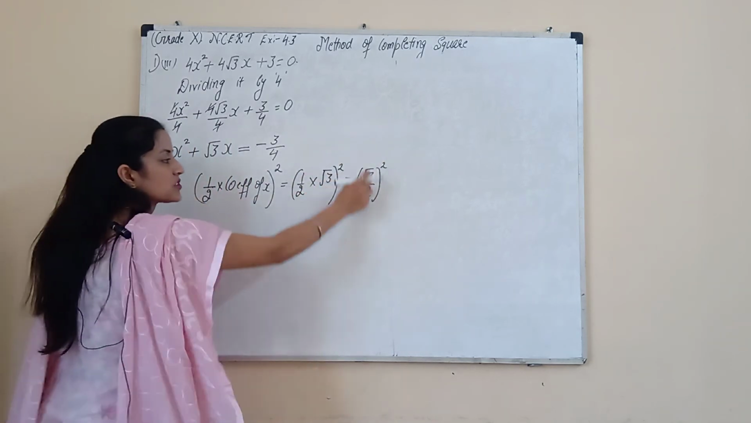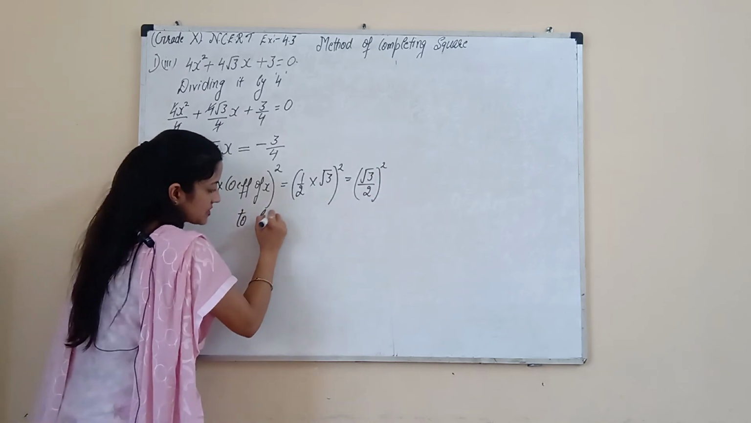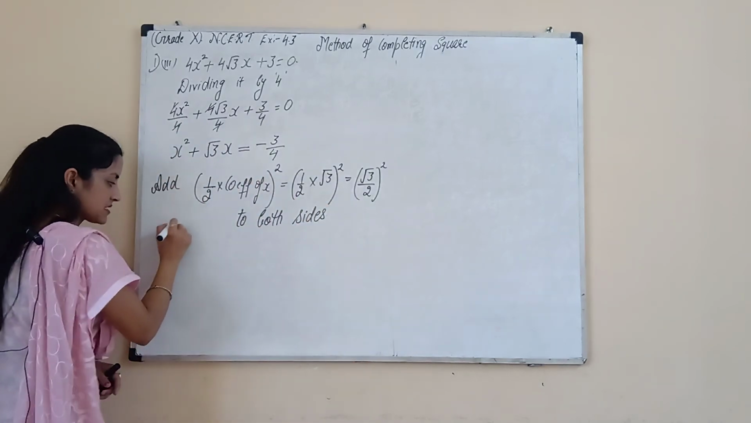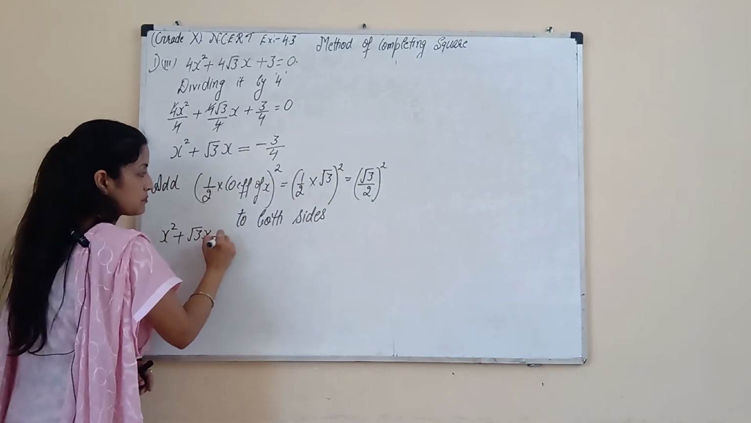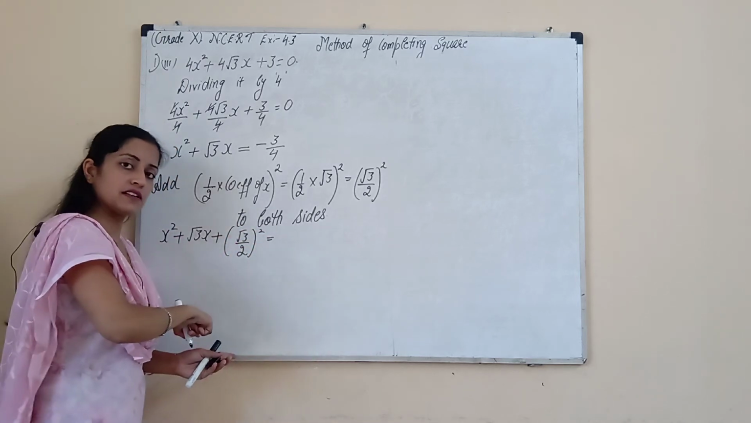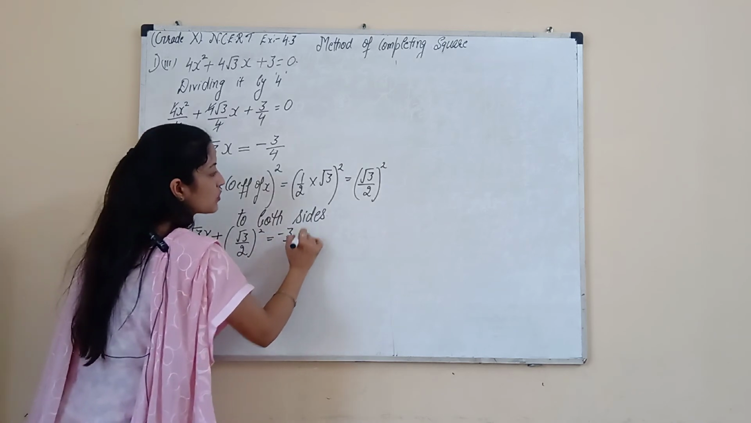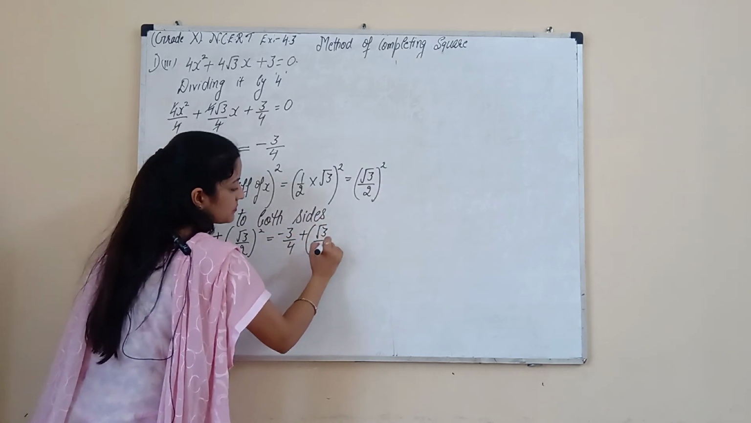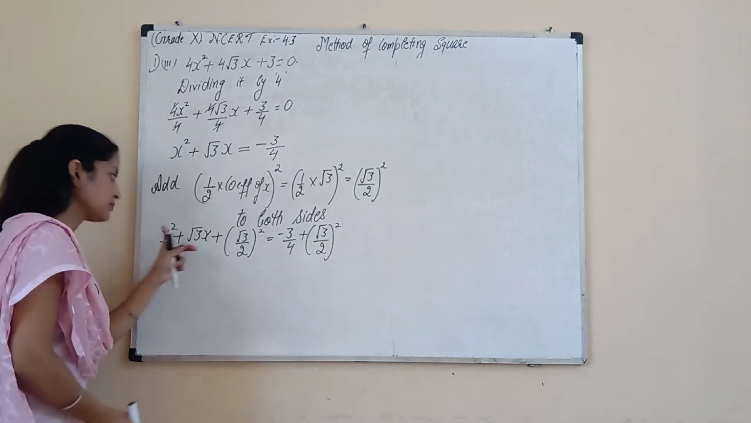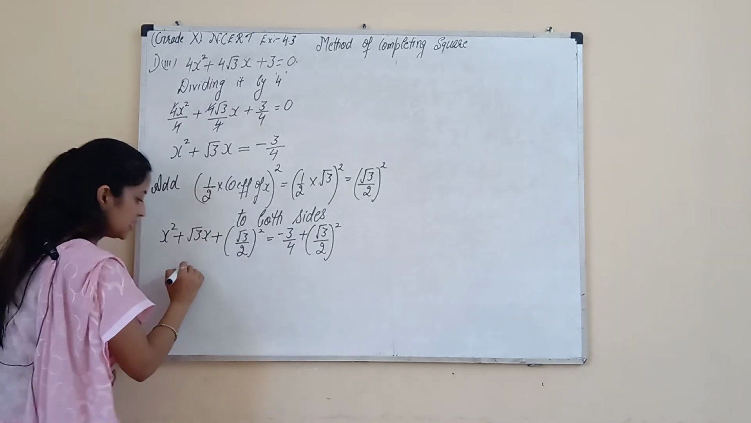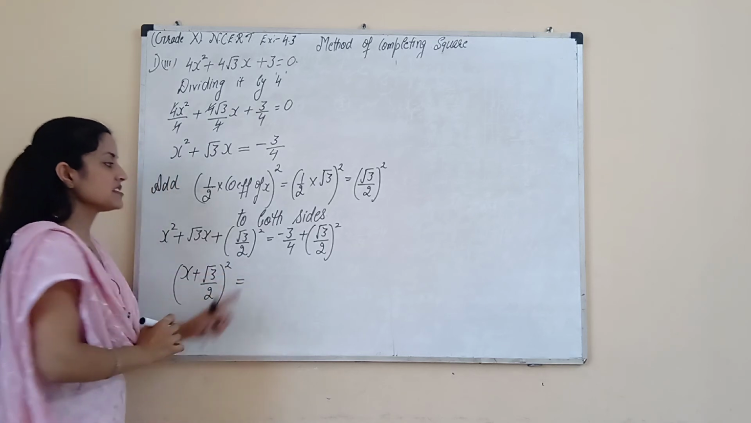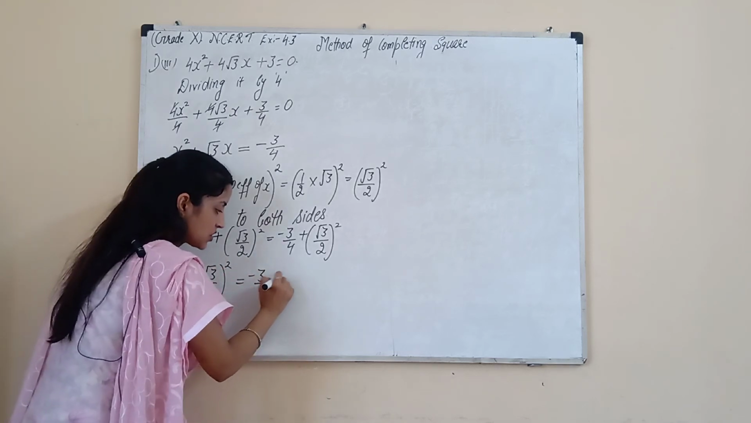So add √3/2 whole square to both sides. Done. So it becomes x squared plus √3 into x plus √3/2 whole square on the left side, and the same we have to add on the right-hand side. Okay, now again the identity a square plus 2ab plus b square becomes a plus b whole square. On the right-hand side, remember, this is -3/4.